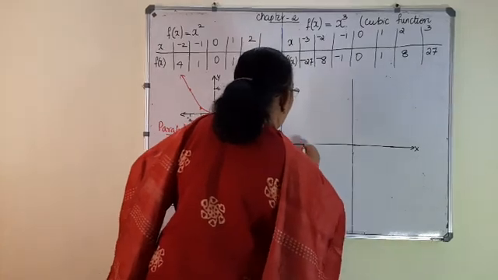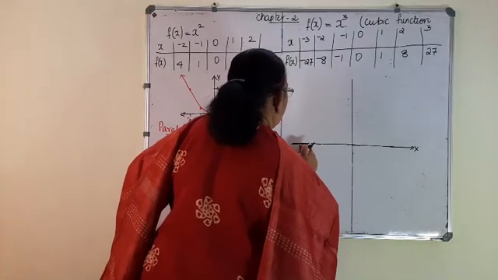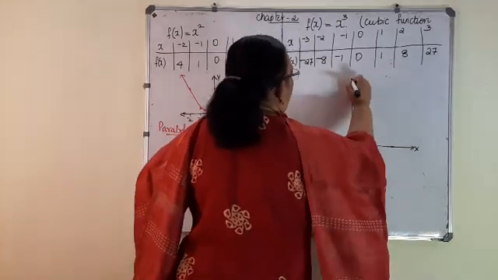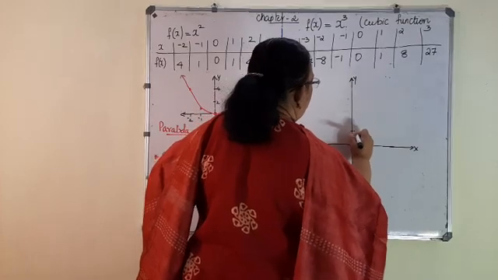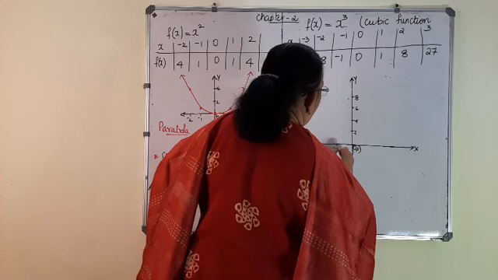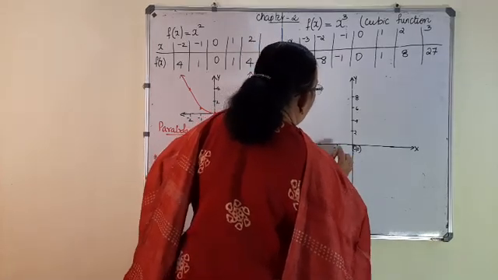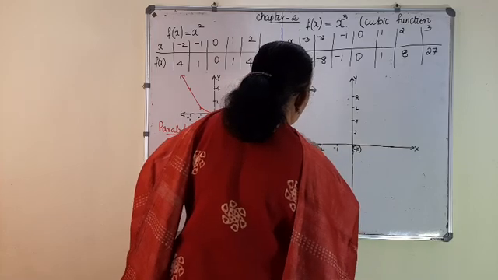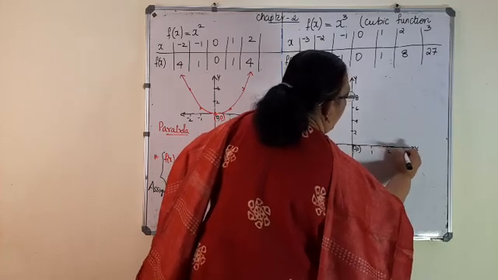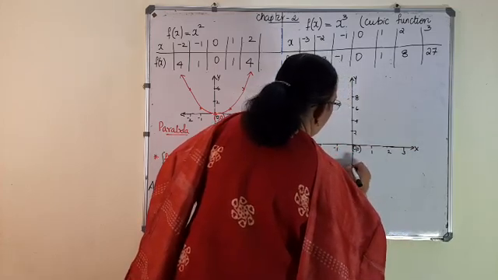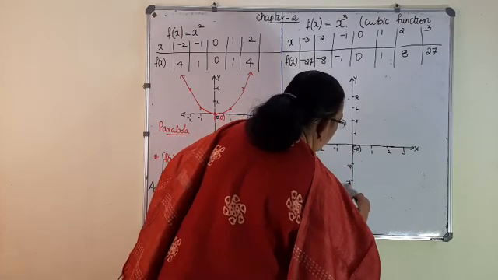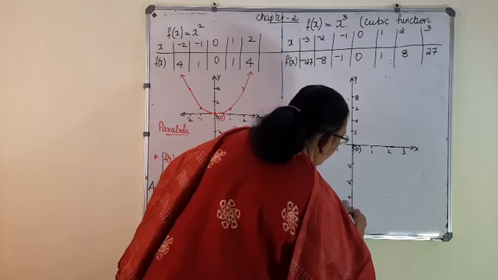X values: 0, 0; y values: 2, 4, 6, 8. Minus 2, here we can take minus 1, minus 2, minus 3, 1, 2 and 3. Here minus 2, minus 4, minus 6, minus 8.